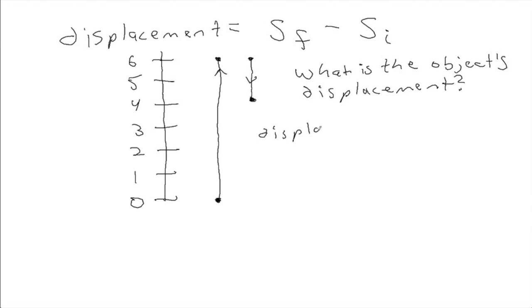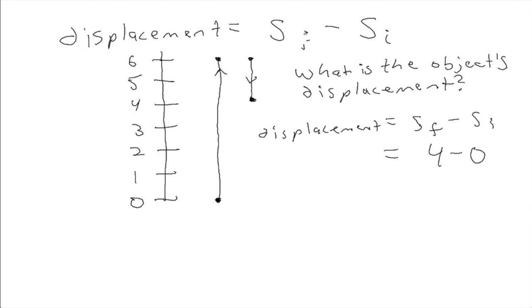Okay. So we started at 0 and we ended at 4. So the object only really moved 4 units. Okay, so what's position final? Position final would be 4. And position initial? 0. Good.